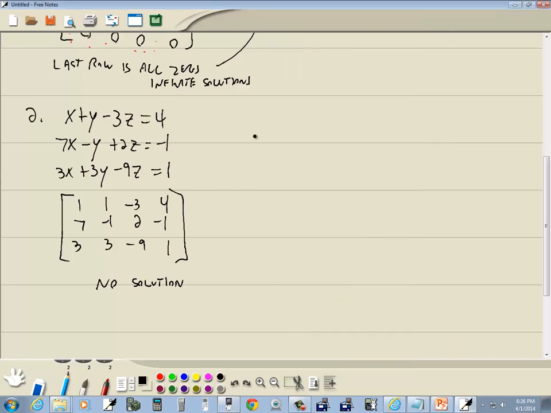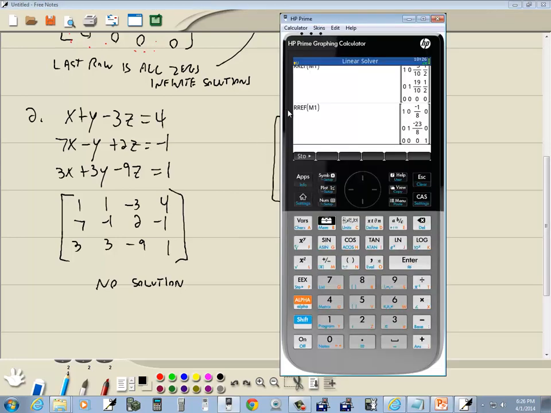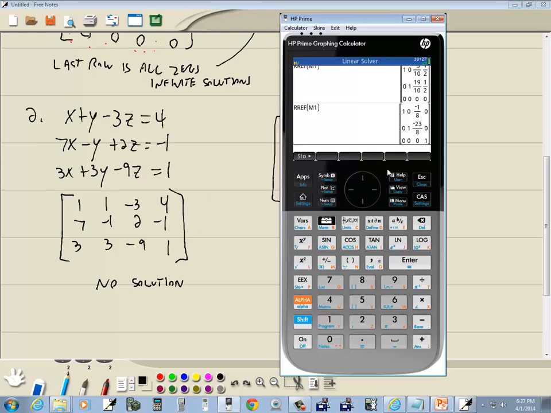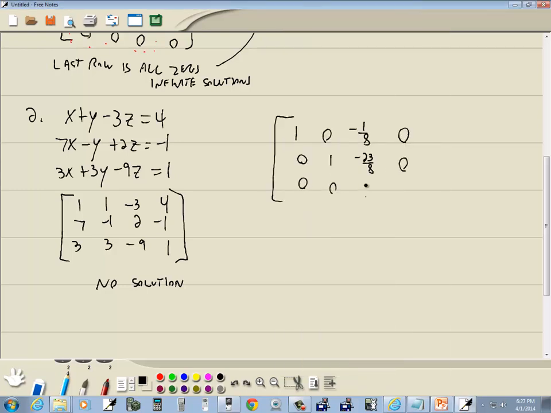And let me write down what we have left. 1, 0, negative 1/8, 0, and then 0, 1, negative 23/8, 0, and then 0, 0, 0, 1. Well, again, three equations, three variables. I should be able to see in my first 3x3 square here a diagonal of 1s, 0s everywhere else. Well, I don't have a diagonal of 1s, 0s everywhere else, so I mean it failed. Now, specifically this one, notice my last row is all zeros.